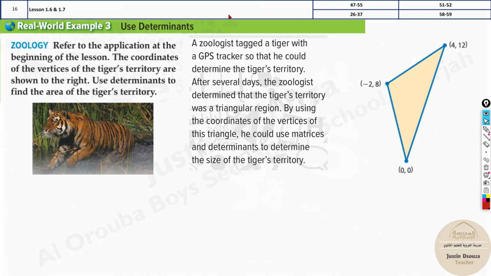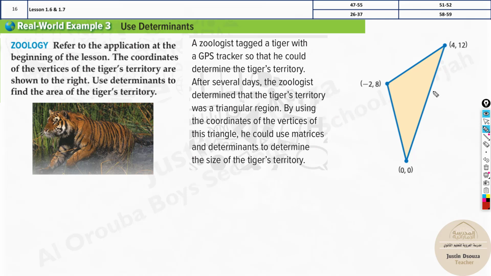Here we have to use determinants again. Refer to this particular example. Let's read it. A zoologist tagged a tiger with a GPS tracker so that he could determine the tiger's territory. After several days, the tiger's territory was a triangular region. By using the coordinates of the vertices of the triangle, he uses matrices to determine the size of the tiger's territory. Okay, now you can see the coordinates are given. You need to find the area.